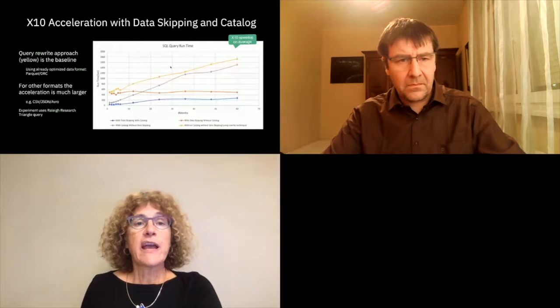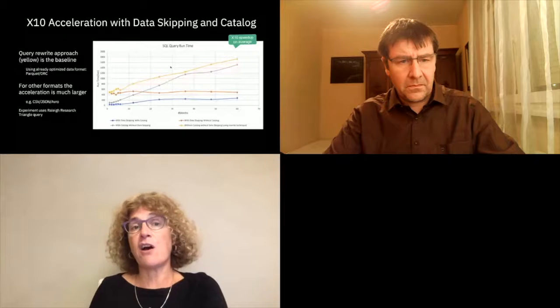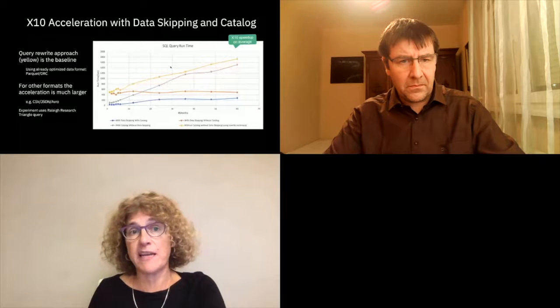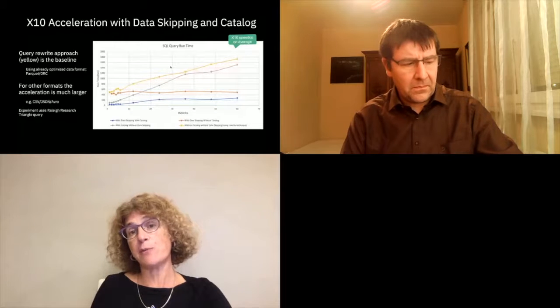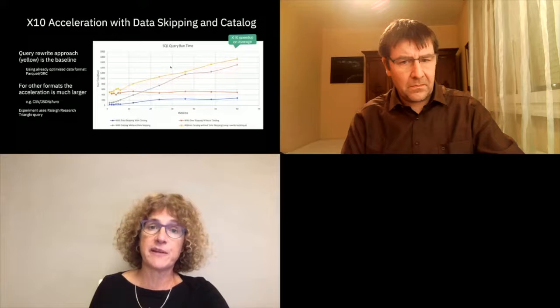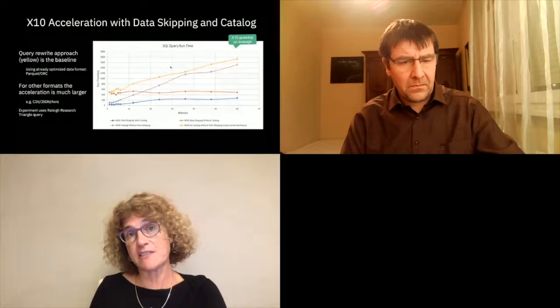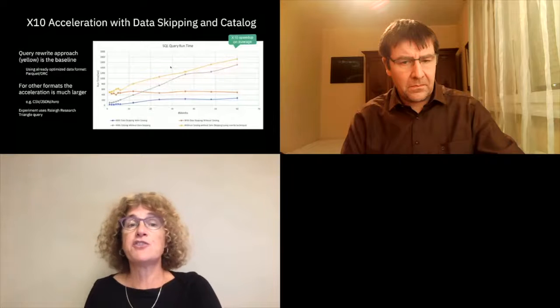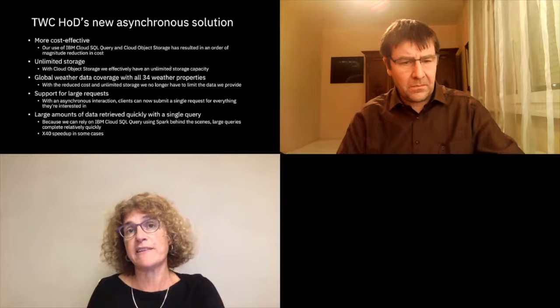Okay, so this translated to order of magnitude performance improvements and cost reductions for the weather company. It also enabled moving to global instead of land-only weather coverage and supporting all 34 available weather properties. Users can now retrieve large amounts of historical weather data efficiently to train machine learning models. We achieved a 40 times speed up in cases that we tested.